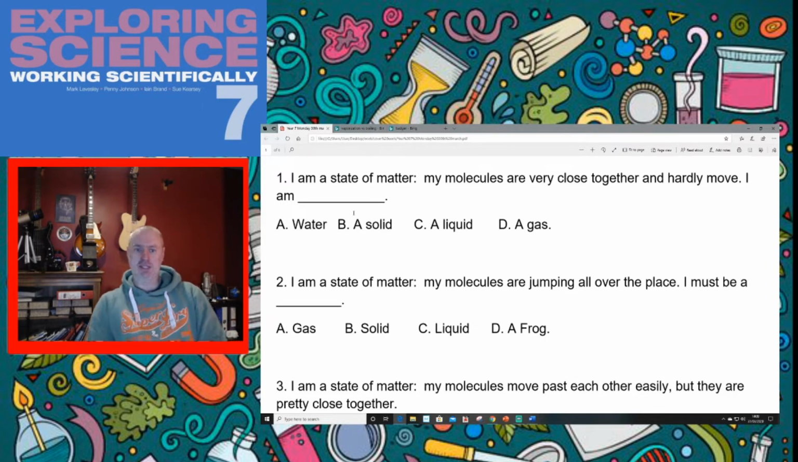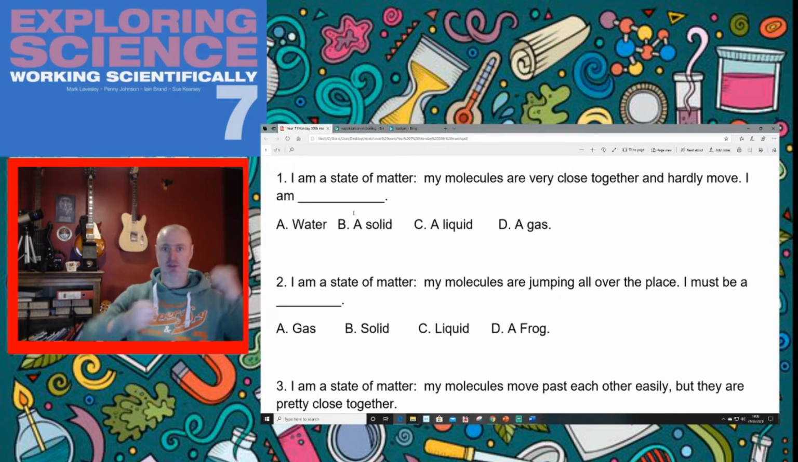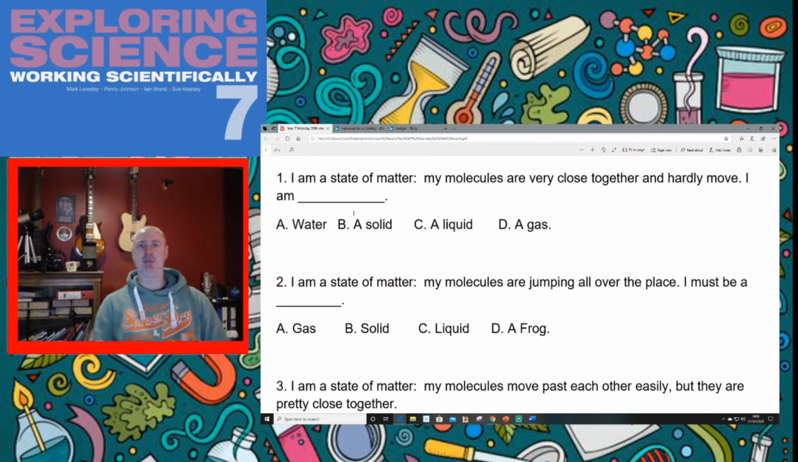Question 2, I'm a state of matter. My molecules are jumping all over the place. Well, that's a gas. Now remember, with a gas, the reason the particles can jump all over the place is because they have no bonds between them. They have huge gaps in between the particles, which is also why they can be compressed as well.